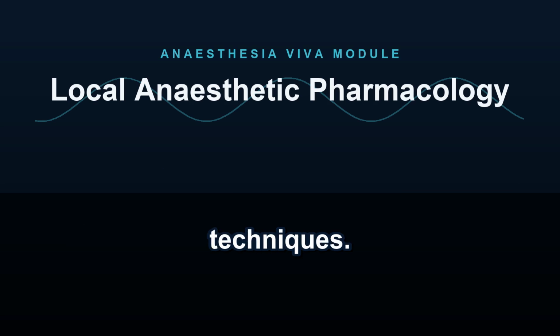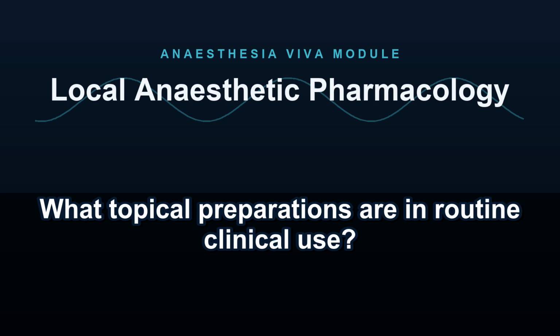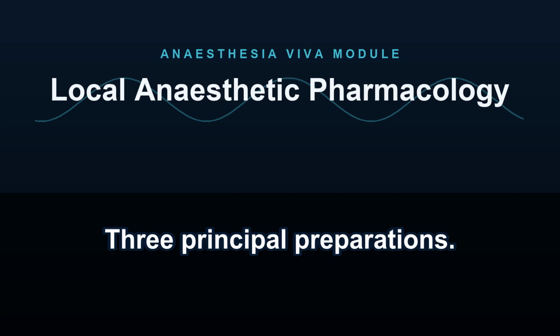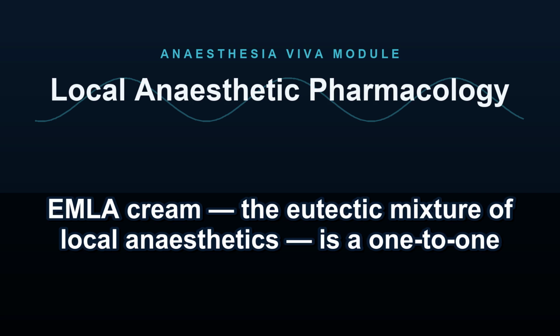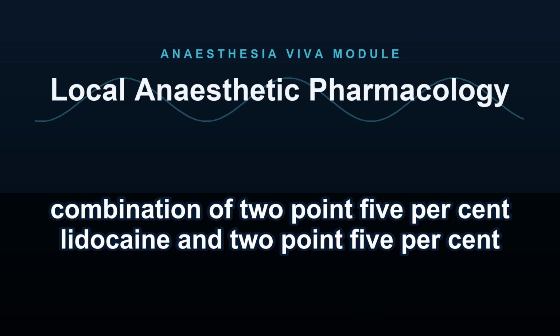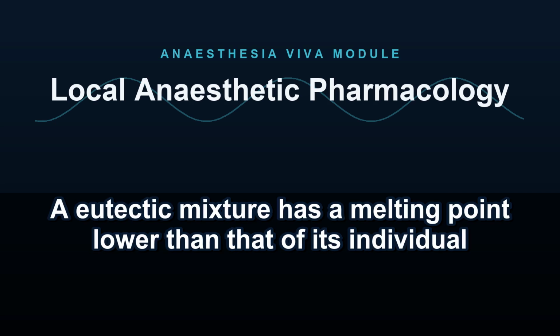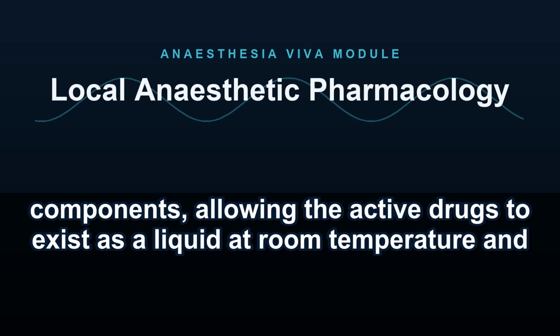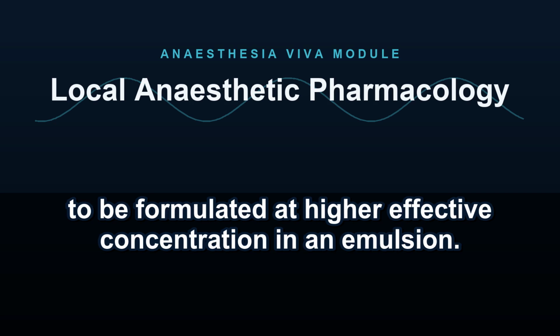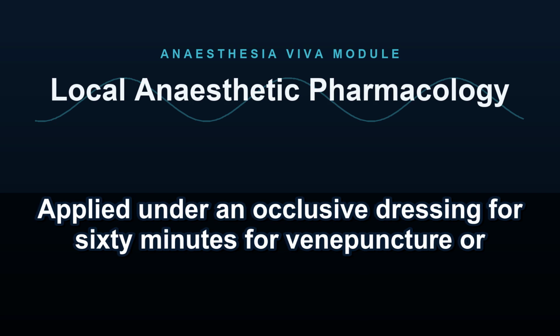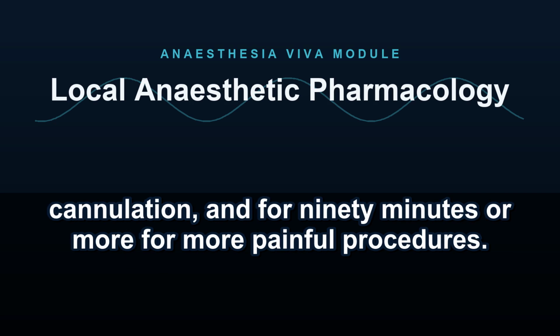What topical preparations are in routine clinical use? Three principal preparations. EMLA, a cream, the eutectic mixture of local anesthetics, is a 1-to-1 combination of 2.5% lidocaine and 2.5% prilocaine. A eutectic mixture has a melting point lower than that of its individual components, allowing the active drugs to exist as a liquid at room temperature and to be formulated at higher effective concentration in an emulsion, applied under an occlusive dressing for 60 minutes for venipuncture or cannulation, and for 90 minutes or more for painful procedures.